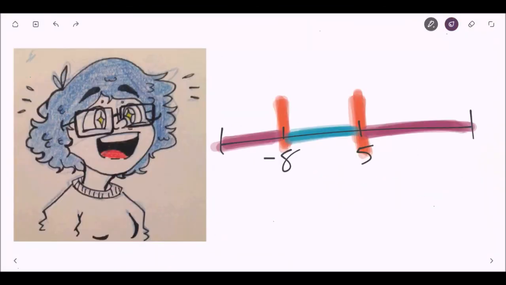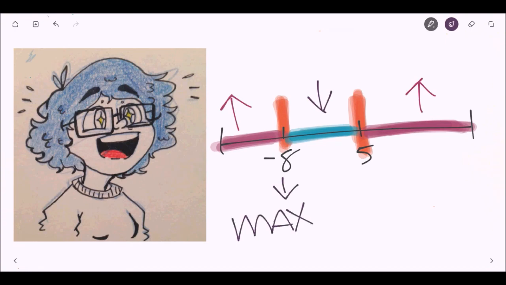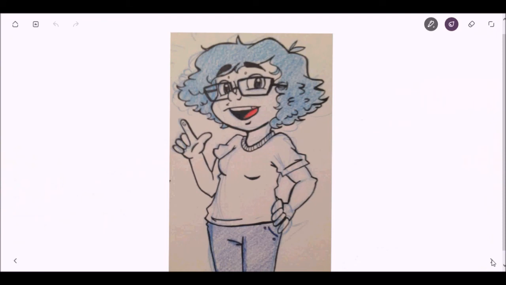Thanks to this information, we can finally finish off our graph. And it's safe to say that at these two sides, it's increasing. At this middle point, it is decreasing. And at the point negative 8, we have a max. And at 5, we have a min. And that, with only a few seconds to spare, is how we do the first and second derivative tests.